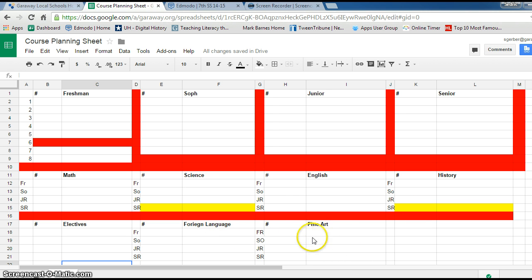You have to take a fine arts sometime in your 4-year career. 2 if you are looking at getting an honors diploma. The same with foreign language. If you're looking at going to college or getting an honors diploma, you got to fit your foreign languages in. And then your electives column. This is just a place where you look through the course description book and go ahead and kind of list out all the electives that you would be interested in over the next 4 years.